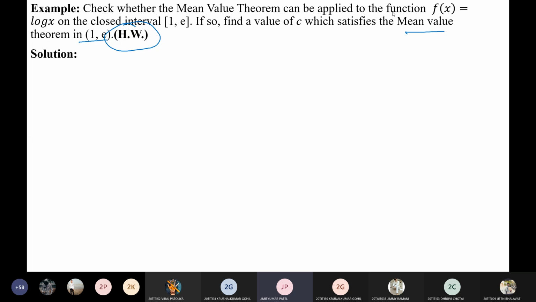So is there any problem in today's session? No, sir. Today, no problem, sir. Yes, Kushal.